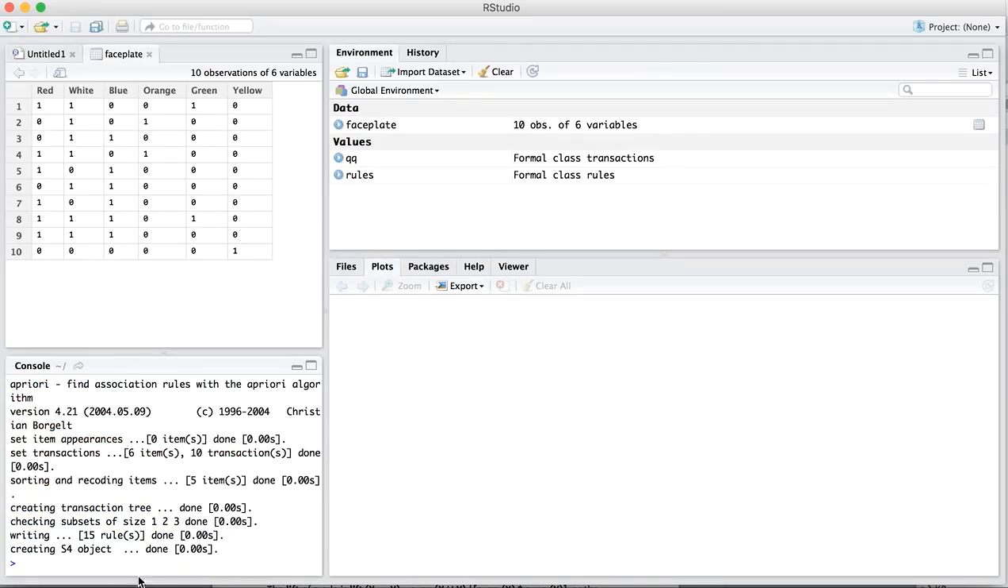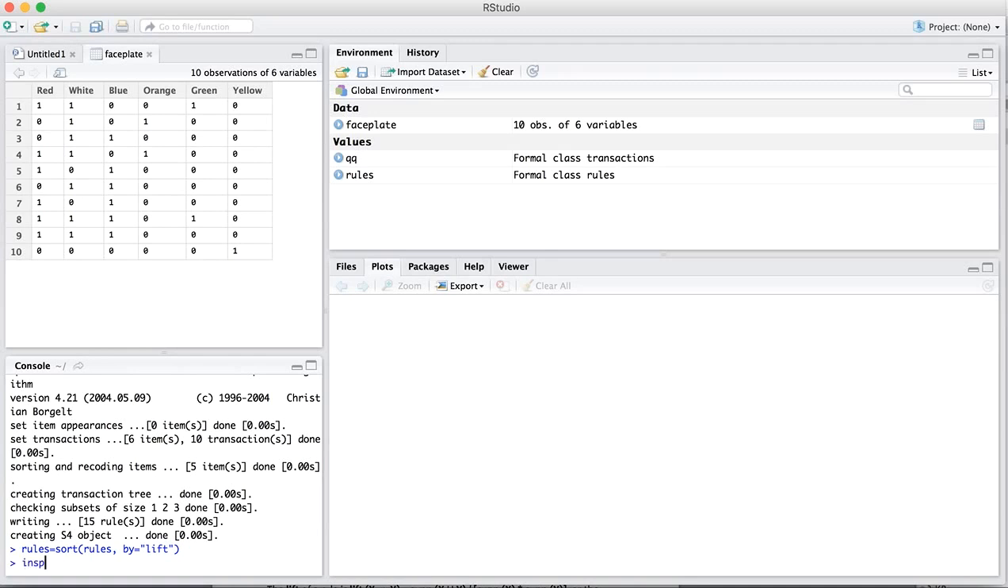So it is generated, if you look at it, 15 rules. Okay. Now what I want is to sort these rules in descending order of the lift ratio. As you see in the previous video, we know how to calculate the lift ratio. So we'll sort it in the descending order of the lift ratio. So rules equals sort rules by lift. So what it does, it sorts the rules by lift.